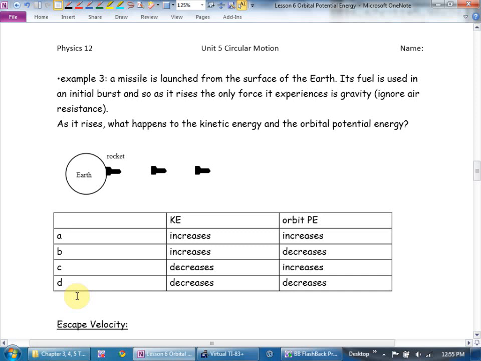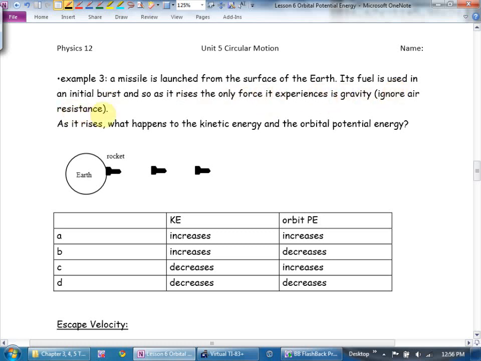So, a missile is launched from the surface of the Earth. Its fuel is used in an initial burst, so they fire all their fuel for like 60 seconds, and then they turn off the engines so that as it rises, the only force it experiences is gravity. We're going to ignore air resistance. It was really realistic. Well, it would be on the moon.